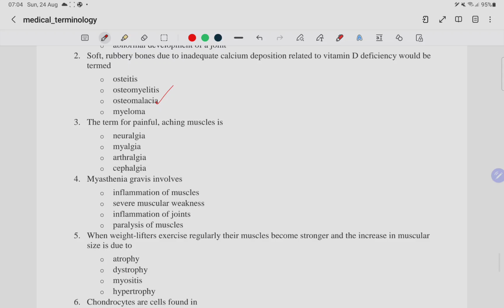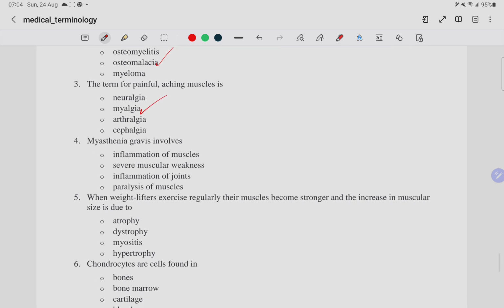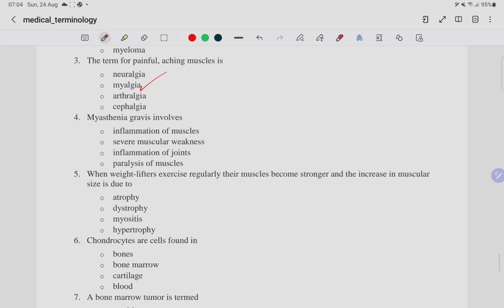The term for painful muscle is myalgia. Mya means muscle. Myasthenia means muscular weakness. Okay, when weightlifters exercise regularly, their muscle and bone become stronger and increase in muscular size due to hypertrophy.